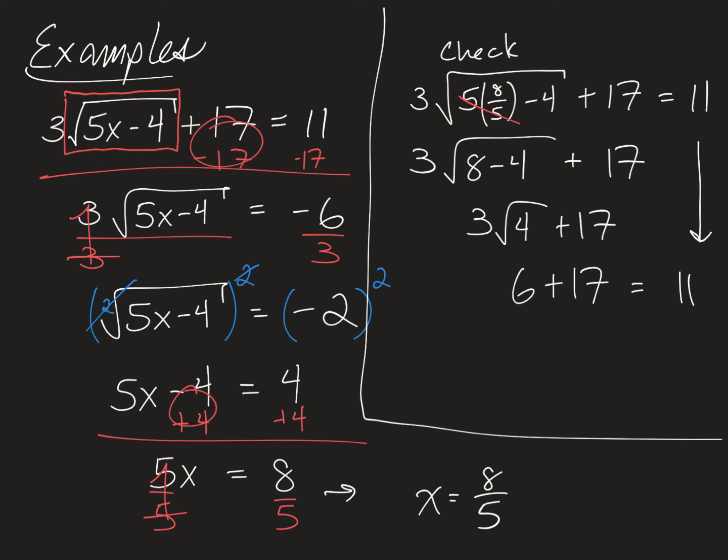And I can tell that 6 plus 17 is definitely not equal to 11. So what happens? We did all the correct math work. The answer didn't work. This answer is no good. We would say extraneous, which means our answer is no solution.